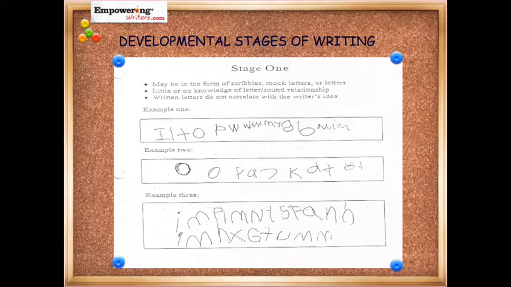A stage 1 writer oftentimes just writes and scribbles. There's some things that look like letters, but there's no evidence of the sound symbol relationship. When you look at a stage 1 writer, there's usually a drawing that goes with it. But when you look at this sample that I have right here, you can tell there's no correlation between the drawing that the student has created and the words that you see on the page.